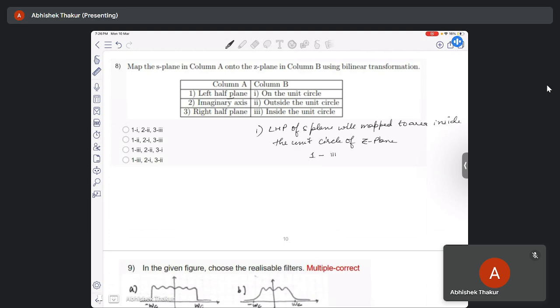We also know that the imaginary axis is mapped onto the unit circle. So 2 corresponds to 1, 2 matches with 1. Now for 3, which will be the option? The right hand plane, that is outside the unit circle. So for 3, it is 2. So which option is correct? 3, 1, 2. Option D is the correct answer for this question.